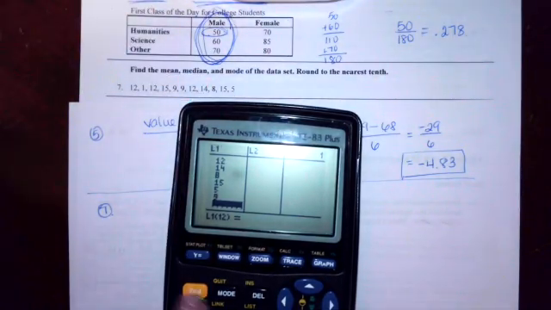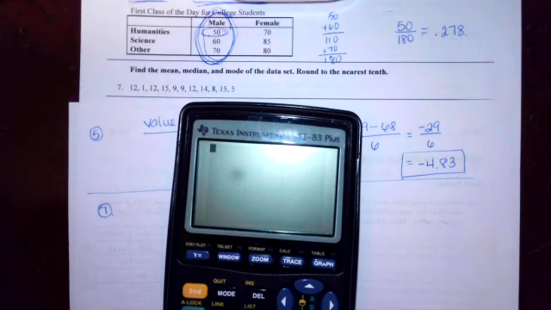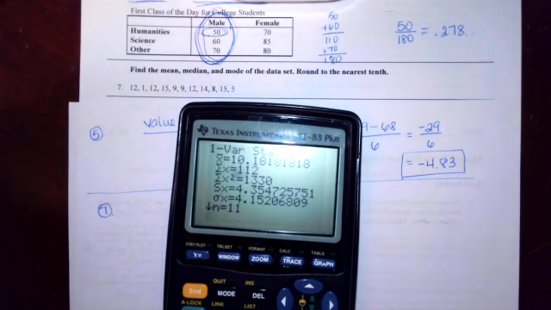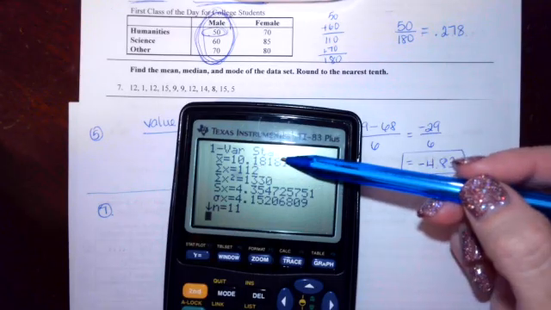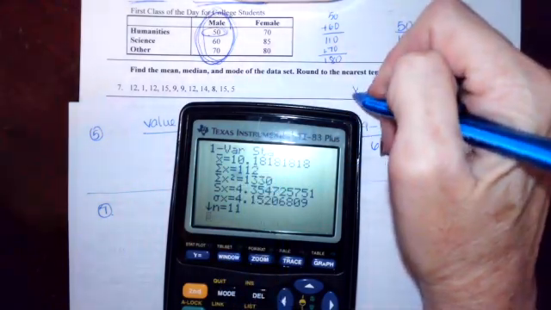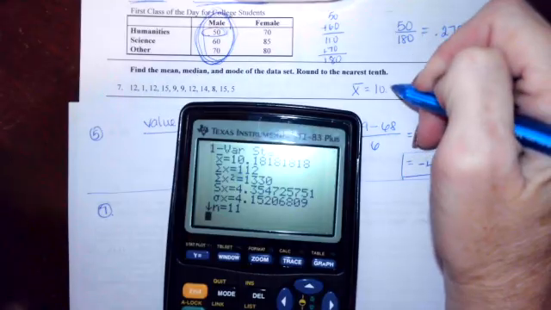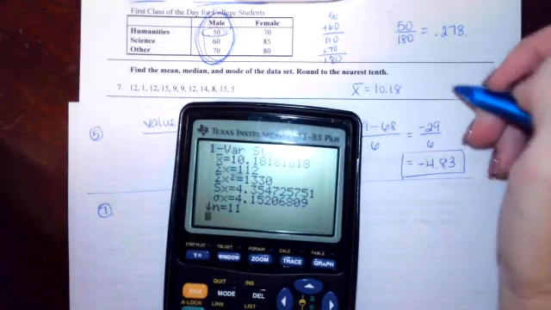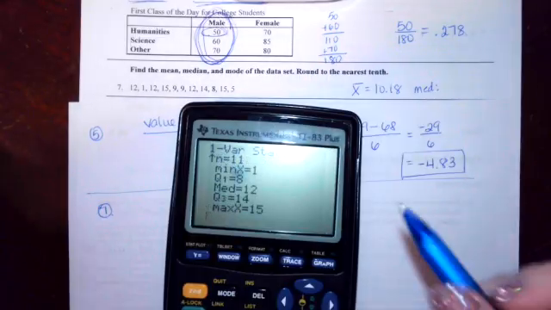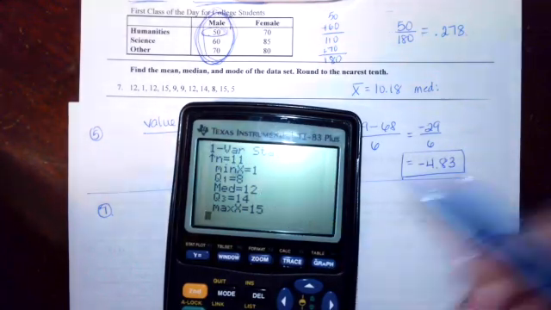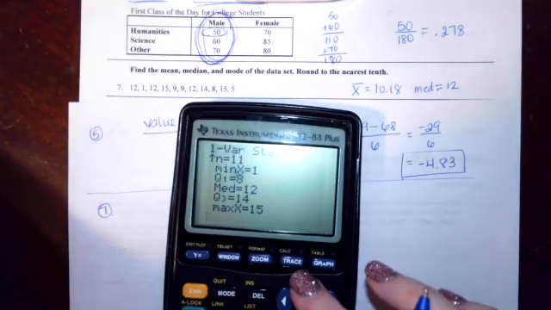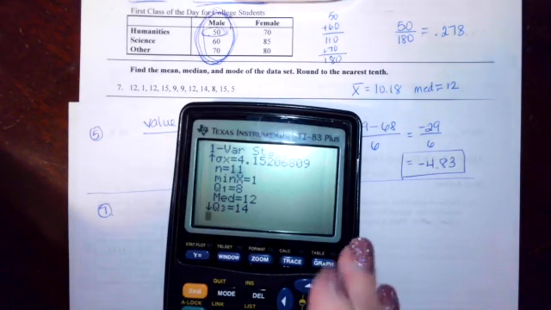All right, so now I'm going to quit this, and we're going back to stat, calculate 1, and now this is going to tell me my mean, right? So that's 10.18. My median, I'm going to arrow down, and the median is right here. It is 12.